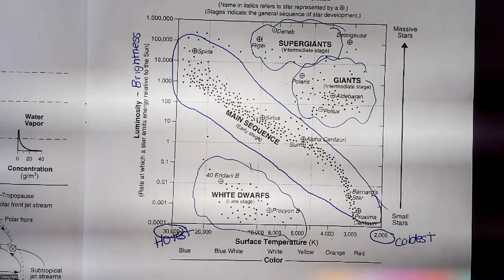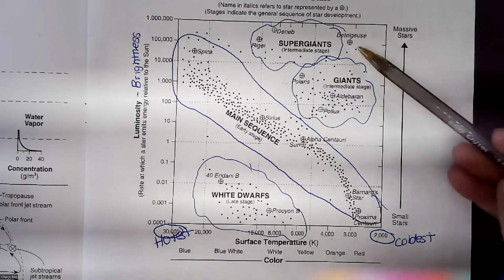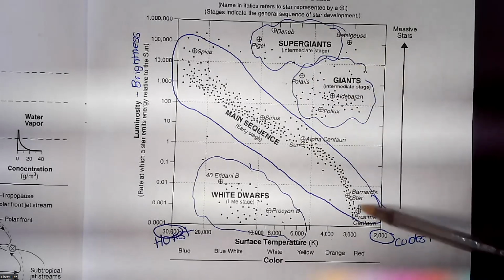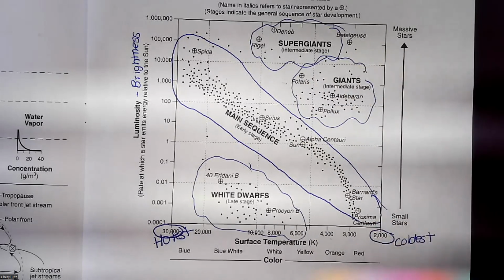What color would the star Betelgeuse be? Orange, red. So here's Betelgeuse. Probably like orange. It's over in the red-orange side.